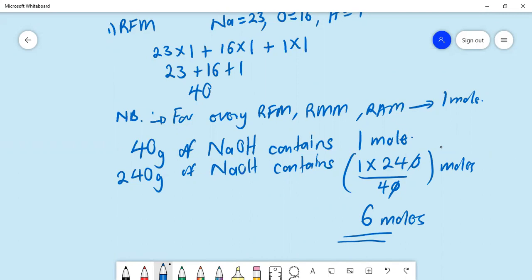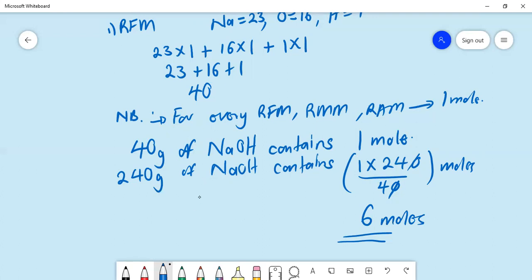Have you seen the step? Yes. Step 1, you look for RFM first. Then RFM is in 1 mole. That means that mass you have got is in 1 mole. That means it contains 1 mole. What of the mass which is given to you? That is 240. So you're getting 6 what? 6 moles. Let's look at example 2.